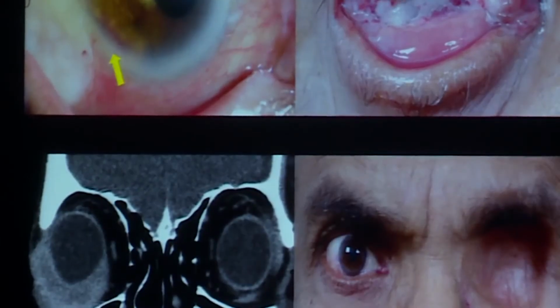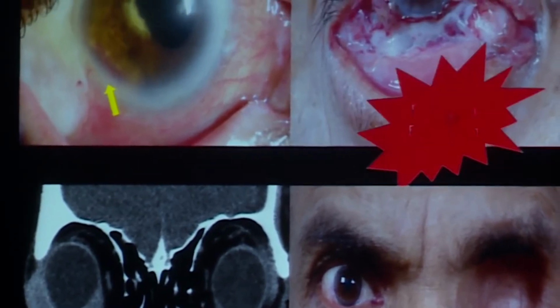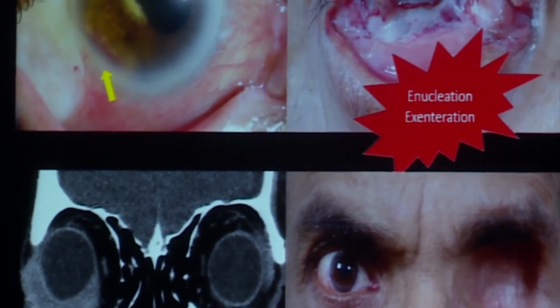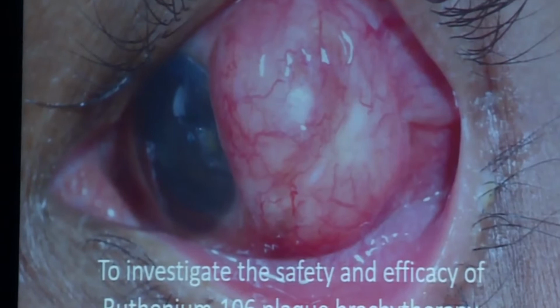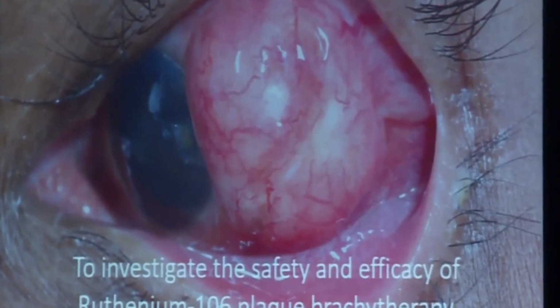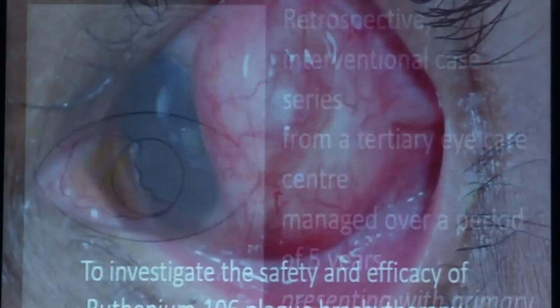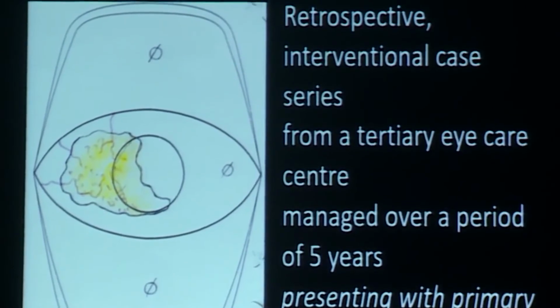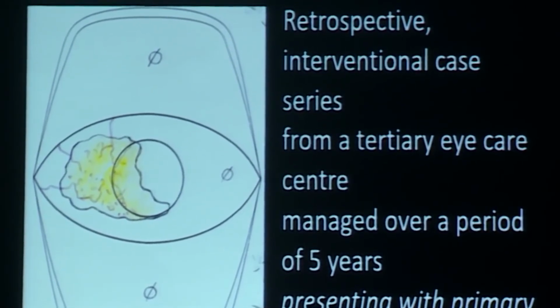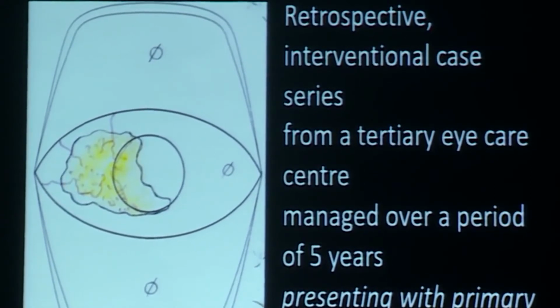Any scleral invasion can progress to involve intraocularly or into the orbital tissue, which can lead, unfortunately, to enucleation and exenteration. So the purpose of this study is to investigate the safety and efficacy of ruthenium-106 plaque brachytherapy in the management of OSSN with scleral invasion. This is a retrospective interventional case series from a tertiary eye care center, managed over a period of 5 years, of patients presenting with primary or recurrent OSSN.